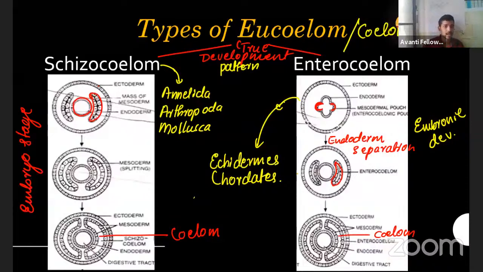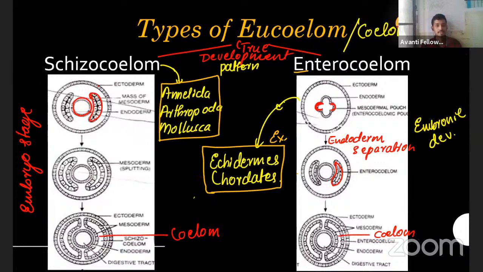Schizocoelom and enterocoelom, which is present in the more higher animals. So you can think here only, right? Chordates are the higher animals. So the thing which is present in chordates, meaning the higher animals, is the enterocoelom. That's why remember the example. I'm putting it in a box also.